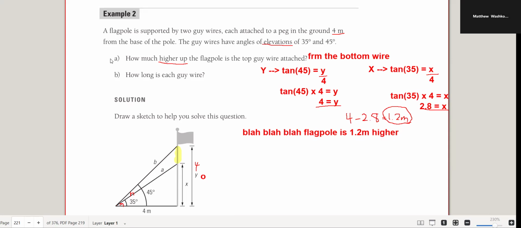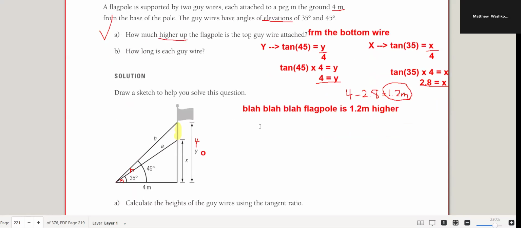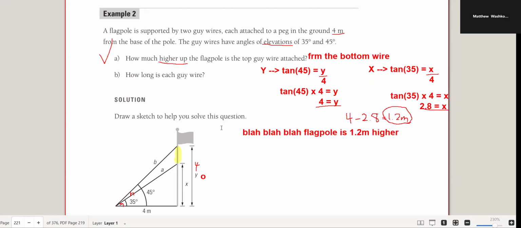Okay, question A, done. Now I want us to find how long each guy wire is, which is A and B here. I have two sides, so I need to use Pythagoras twice here. Technically, you could use trig too, because you have two things and you're trying to find a third thing. I don't care which you pick. I'm going to use Pythagoras because this is meant to be an example and give you some exposure.